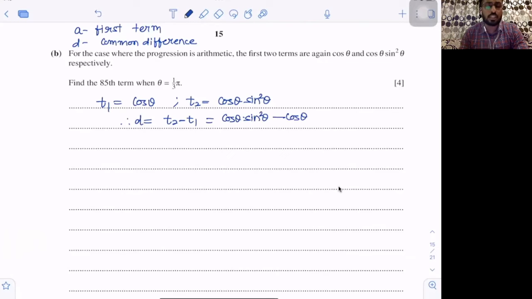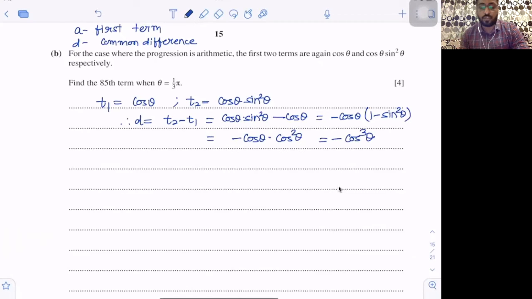So I can bring the cos theta common. You get sine square theta minus 1. Bring the minus cos theta common. If you take out a minus cos theta common, you get 1 minus sine square theta. And you know that 1 minus sine square theta is cos square theta. So I get minus of cos theta into cos square theta. So that's minus of cos cube theta. So that's the common difference d, minus cos cube theta.